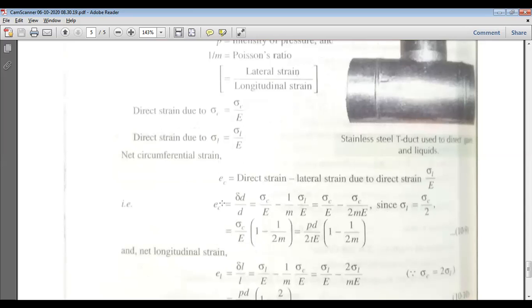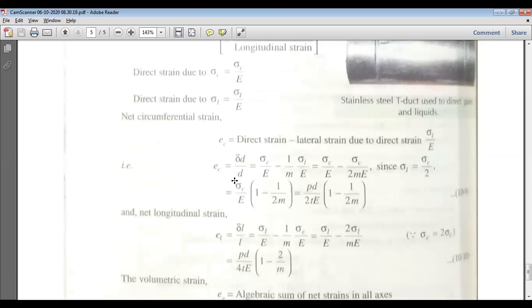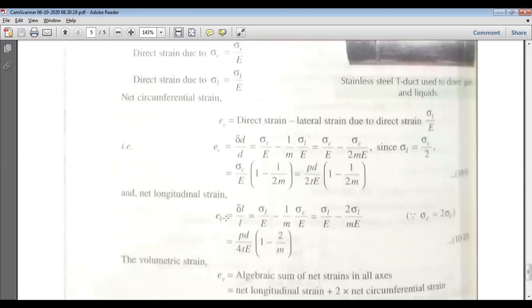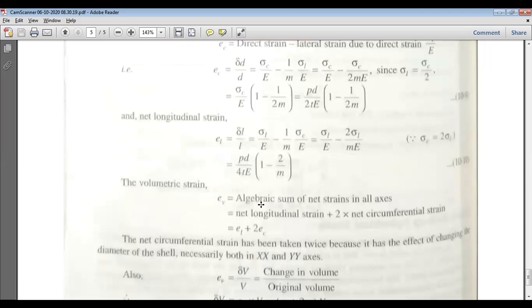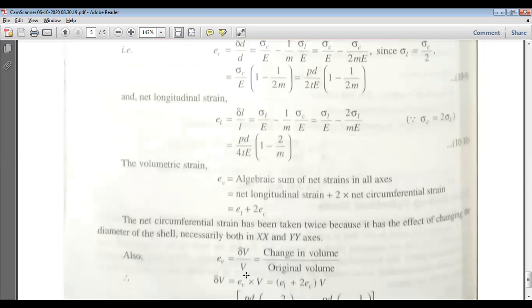So we have got the strain due to compression, EC, by taking the difference of these two. Now EC we have calculated, and the net longitudinal strain we can see. This is the net longitudinal strain: PD by 4tE within bracket 1 minus 2 by m. The volumetric strain EV is equal to the algebraic sum of net strains of all axes. So EV is equal to delta V by V, the change in volume over the original volume.